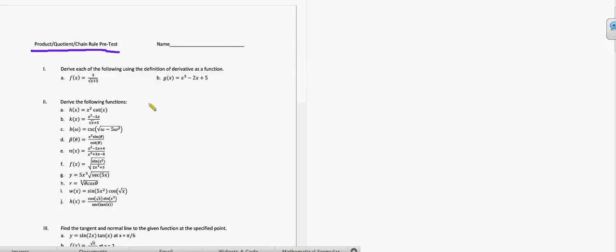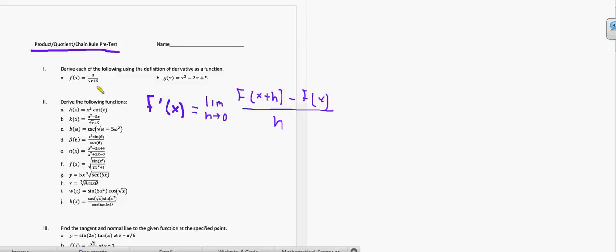If you recall, the definition of derivative as a function says that f prime of x is equal to the limit as h goes to 0 of f of x plus h minus f of x, all of that over h. So if we want to find the derivative of 3 over square root x plus 5, we're going to use this definition. So this becomes the limit as h goes to 0.